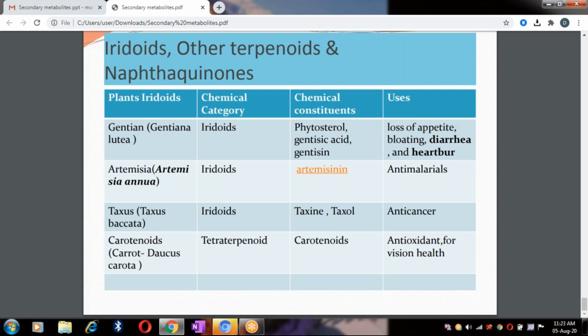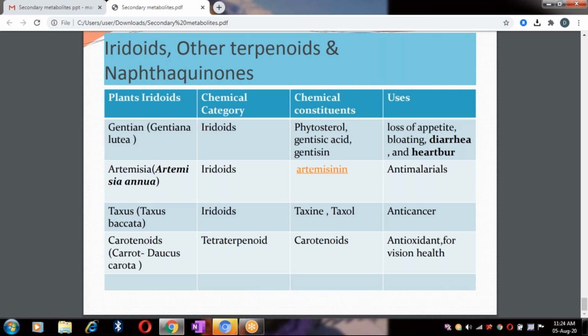Next is artemisia, which is got from Artemisia annua. So this has a compound called artemisinin. It is used as antimalarial. And taxus is got from Taxus baccata and Taxus brevifolia. This also has a compound called taxine or taxol. It's a potent anticancer drug. And carotenoids, that is carrot, got from Daucus carota. It has a tetraterpenoid called carotenoid. It is used as antioxidant, and mainly it has vitamin A, that is retinol, for vision and for eye. Basically, it is very good for eye.